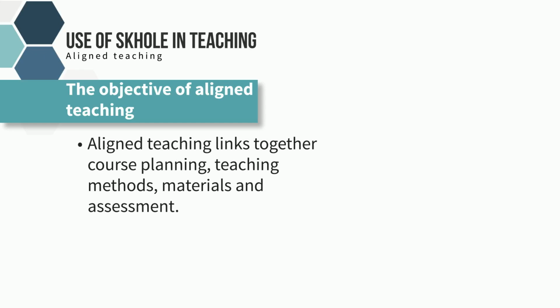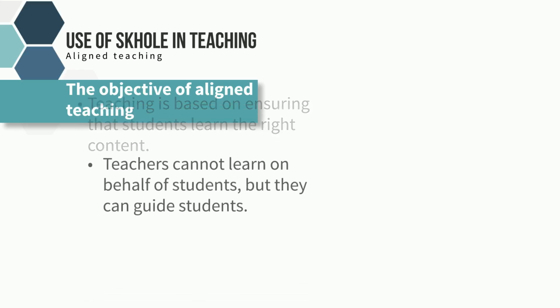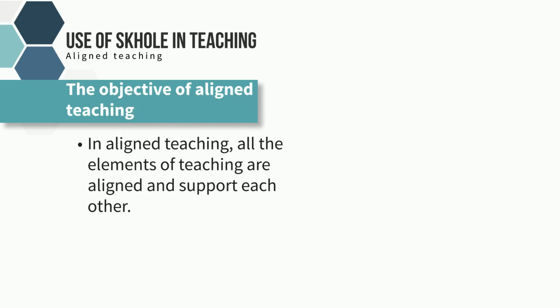The basic objective of teaching is to ensure that students learn the correct things. A teacher cannot learn on behalf of the student, but studies can be guided with the method used to deliver course content to the student or by using various assessment methods. Aligned teaching refers to teaching in which the learning outcomes, studied contents, teaching methods, and assessment methods support each other. That is, they are aligned with each other.